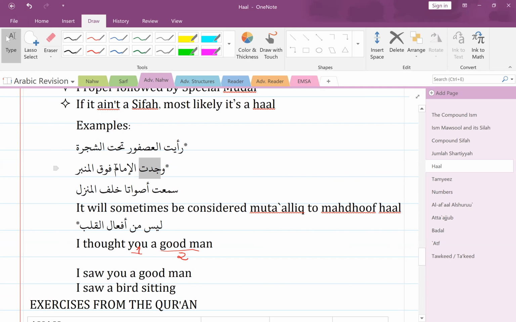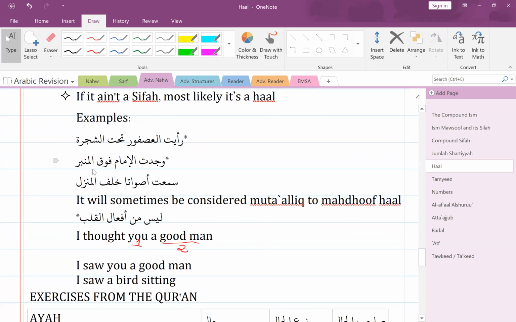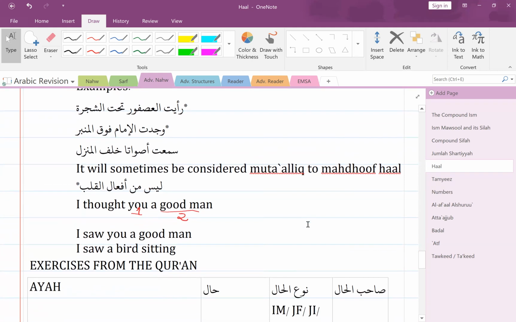Because some grammarians will consider this a direct حال. Some will say, no, it's متعلق to a محذوف حال. You would see that. I'm only mentioning this because you will open a tafsir book and you would actually see متعلق to محذوف حال. So that's why I'm telling you all this.